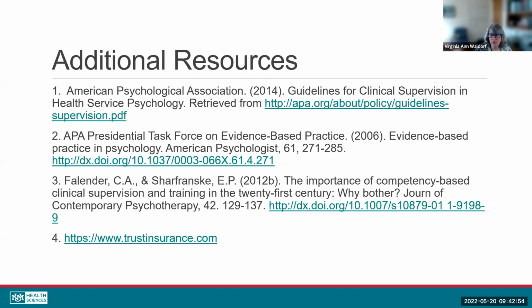Some additional resources, some I quoted, some I didn't, but hopefully they will be helpful for you when we get the slides out in whatever form we do that. And I will stop sharing.